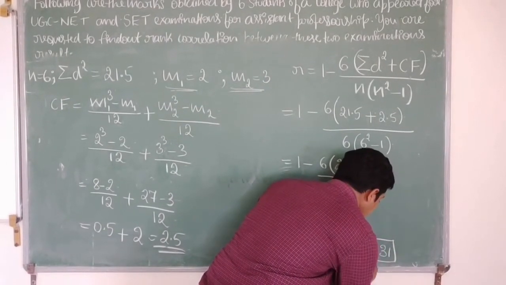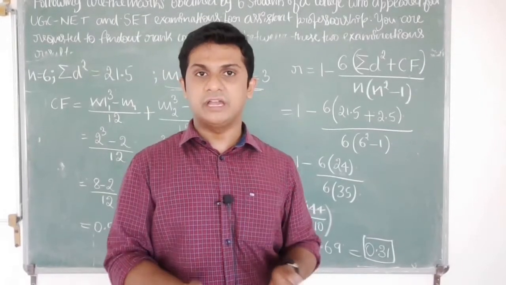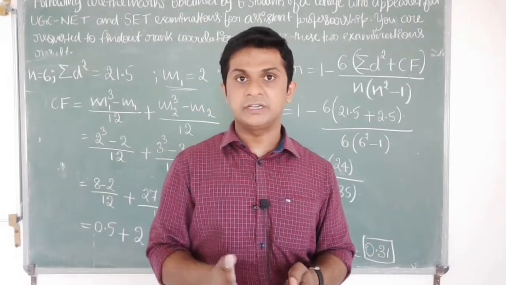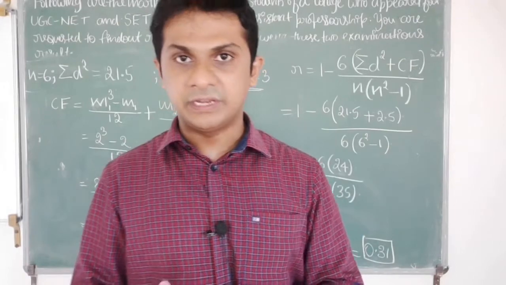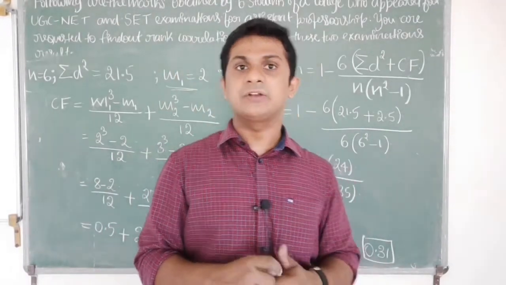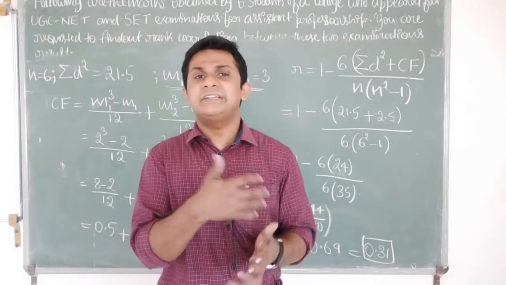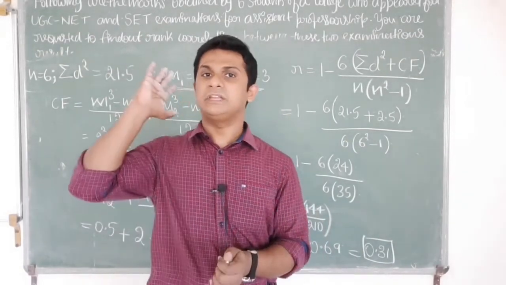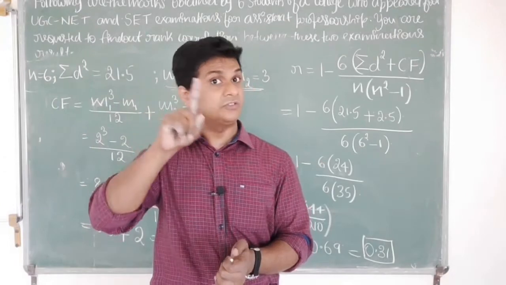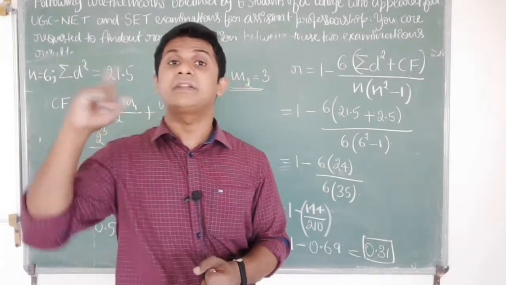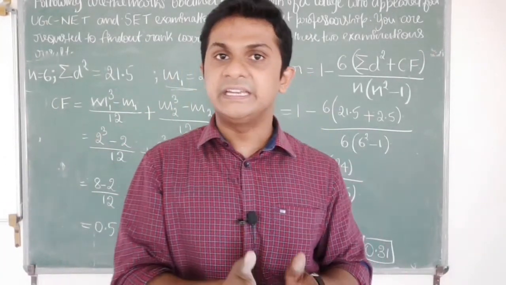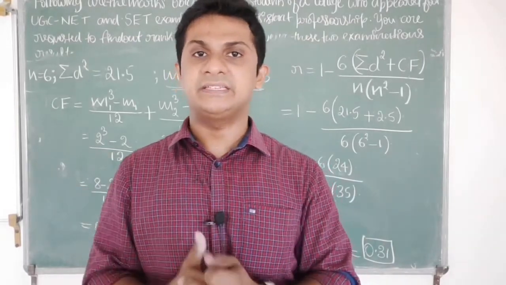So this is how we need to calculate the correlation coefficient under the scenario of repeated ranks. So we got a rank correlation of 0.31. That means there is a moderate degree of correlation between the rankings, not the marks, remember, between the rankings of the UGC NET examination and the SAT examination.